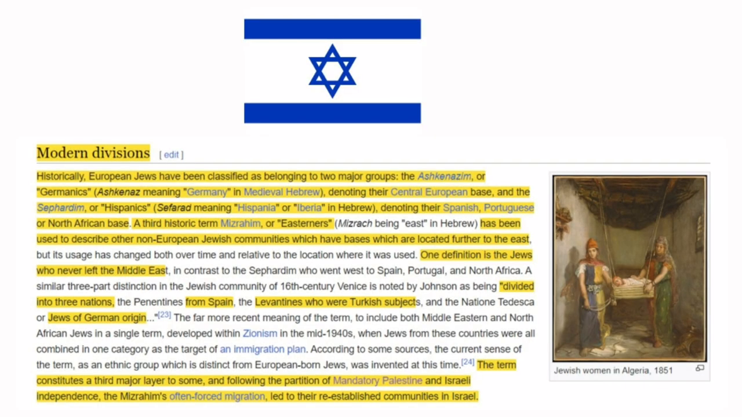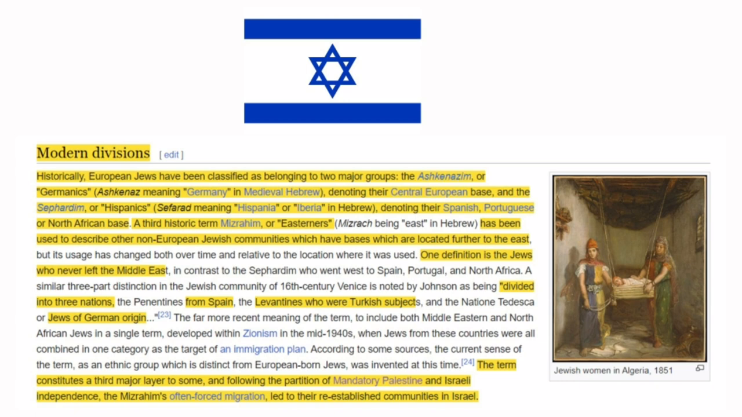Modern divisions of ethnic Jews. Historically, European Jews have been classified as belonging to two major groups: the Ashkenazim, or Germanics, Ashkenaz, meaning Germany in Medieval Hebrew, denoting their Central European base, and the Sephardim, or Hispanics, Sepharad, meaning Hispania, or Iberia in Hebrew, denoting their Spanish, Portuguese, or North African base.